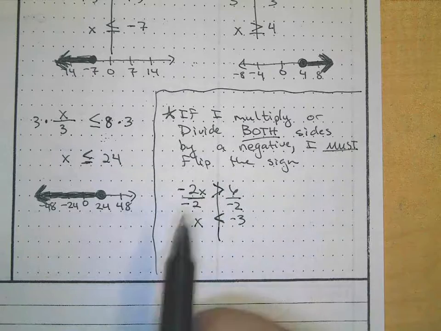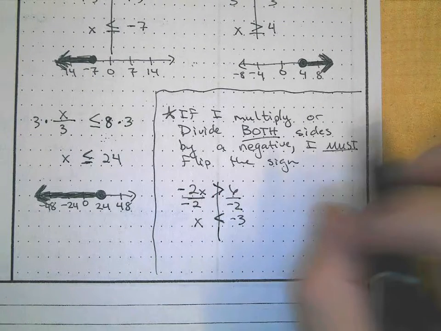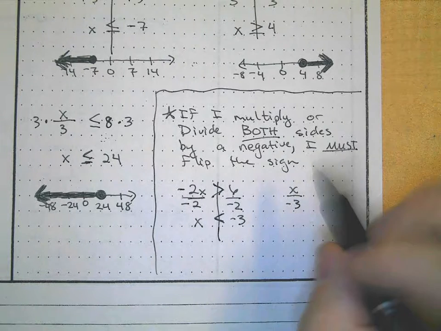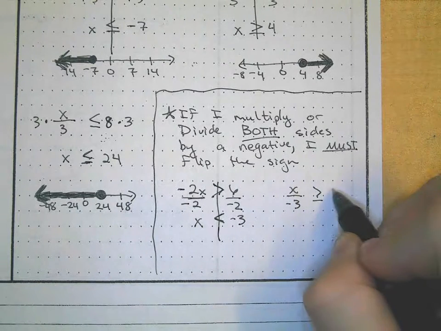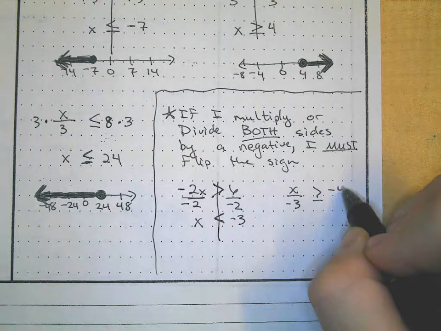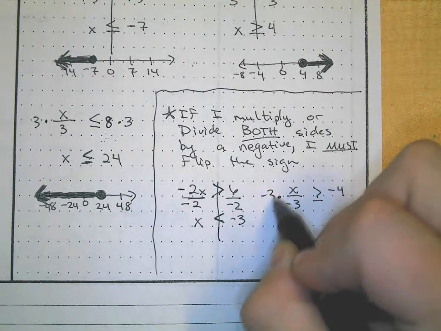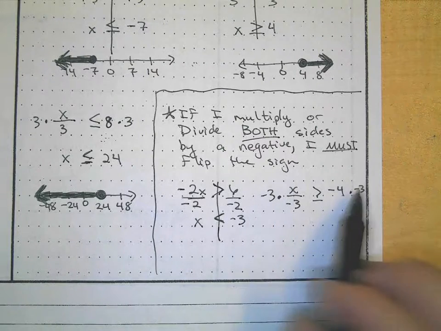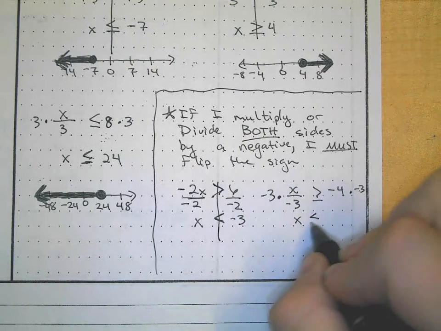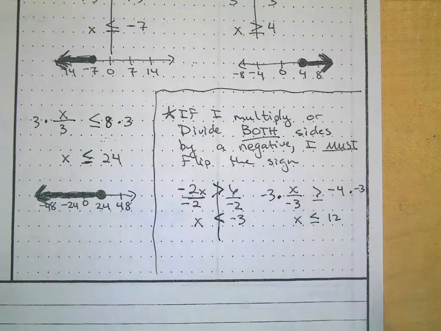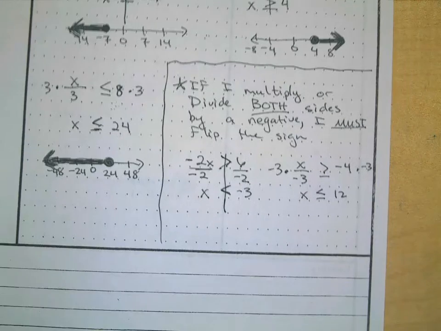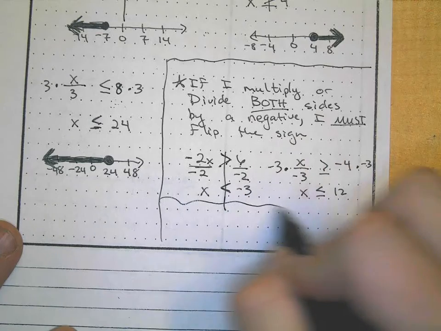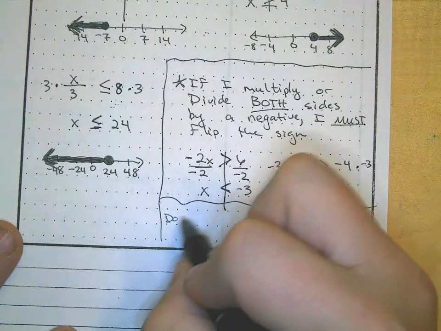And the same with if I'm trying to undo division with multiplication. So say I have x over negative 3 is greater than or equal to negative 4. I'll multiply both sides by negative 3. So I'm multiplying both sides by a negative. So I get x is less than or equal to 12. On this example, we do not flip.